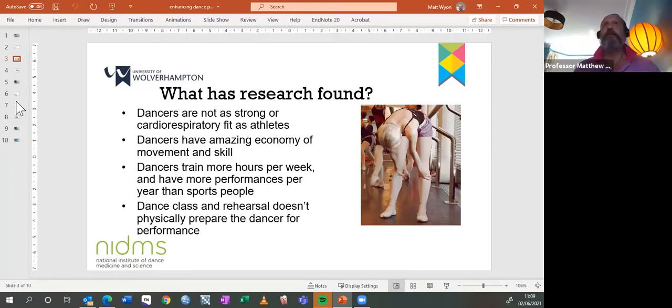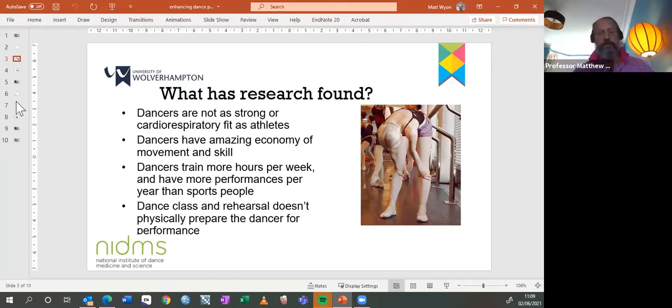Dancers also train more hours per week than any version of sports people we can find. So they have a huge amount of hours training. And this again could potentially be a factor, as most dancers have reported that it's fatigue and overwork that causes their injuries. And this could potentially be a link between the two.